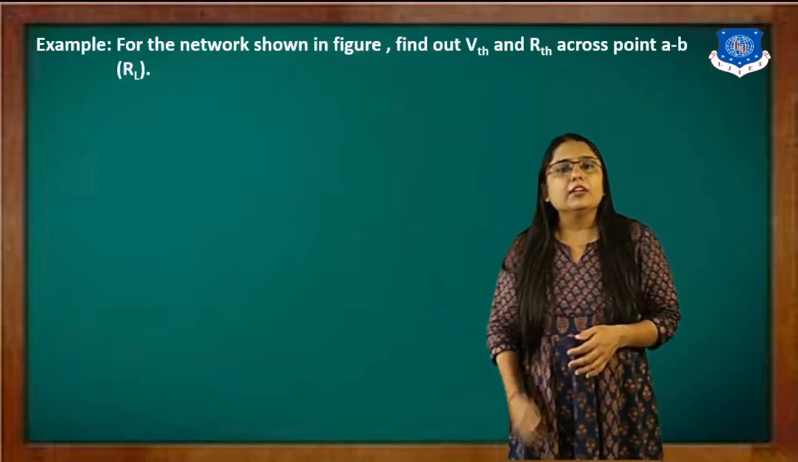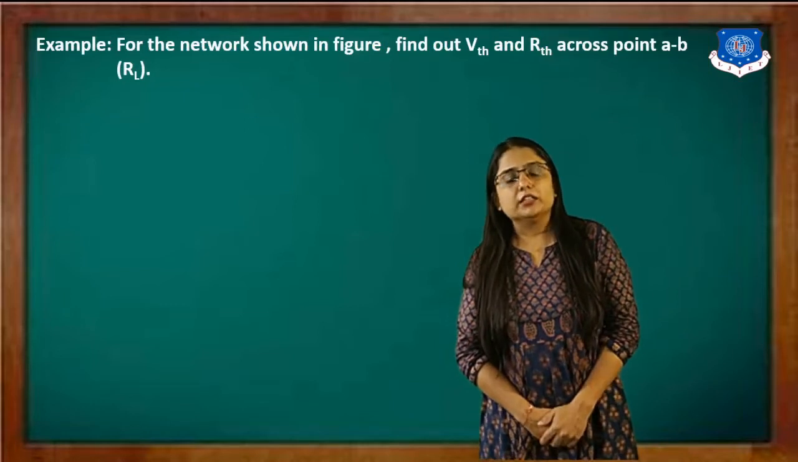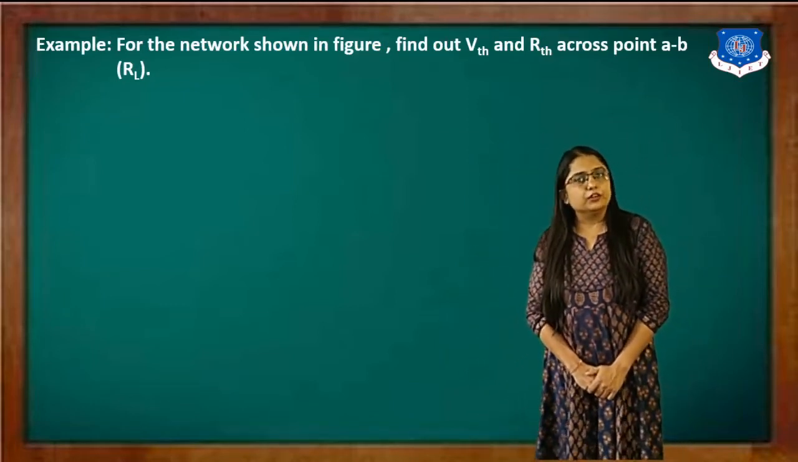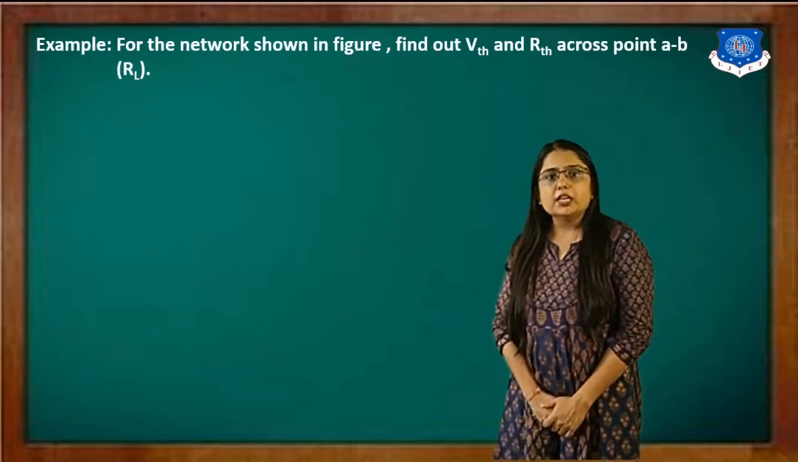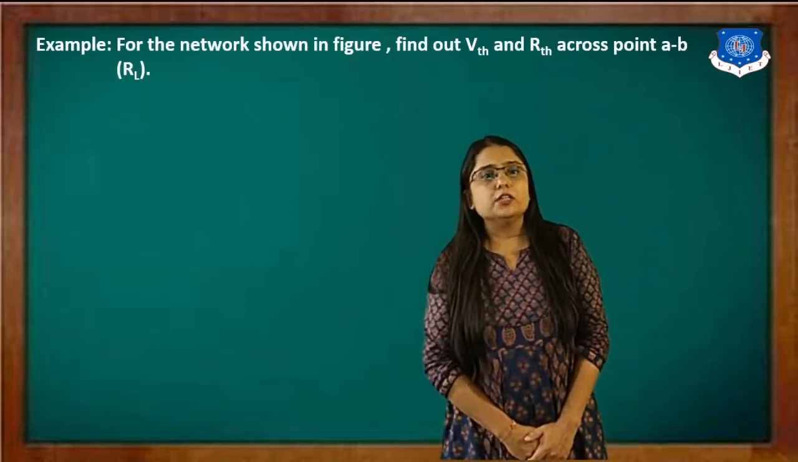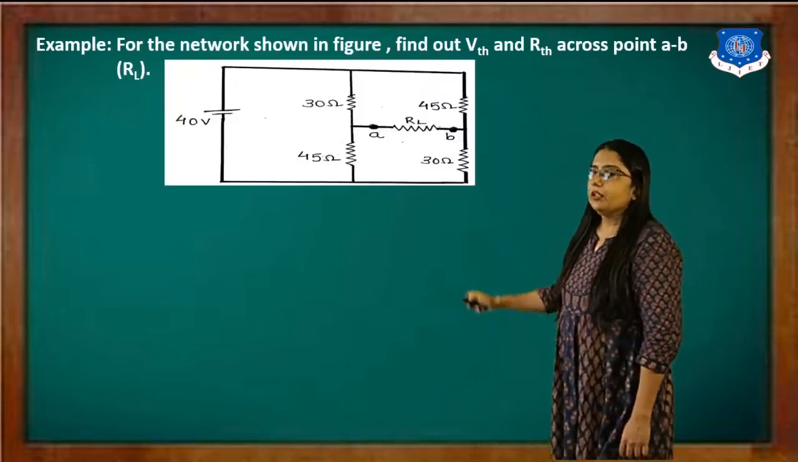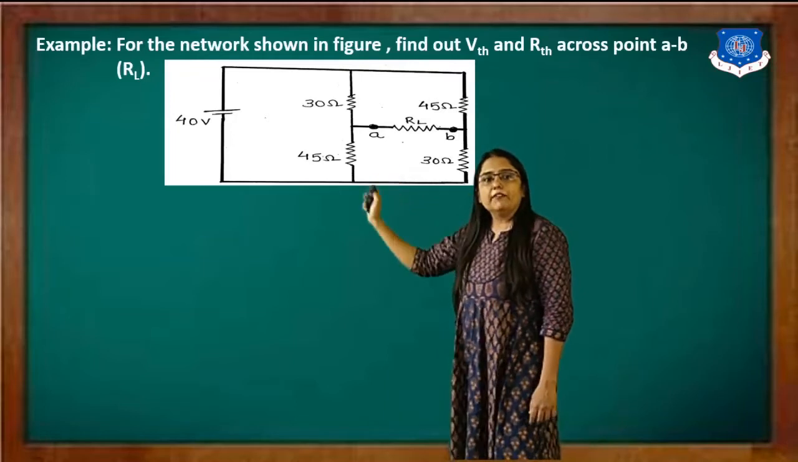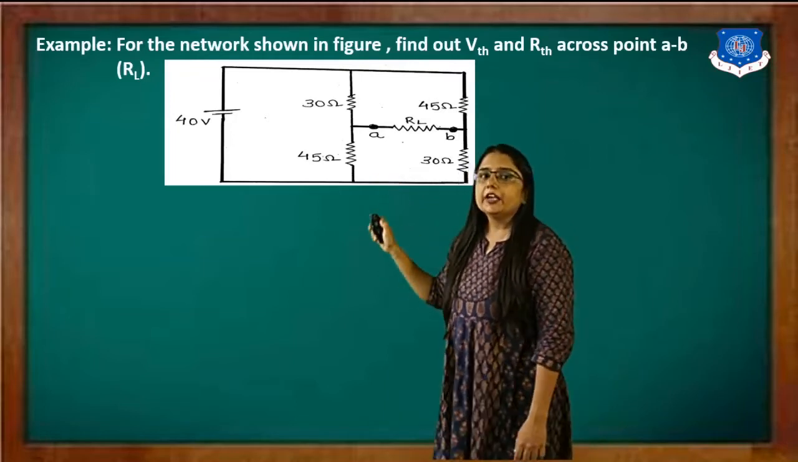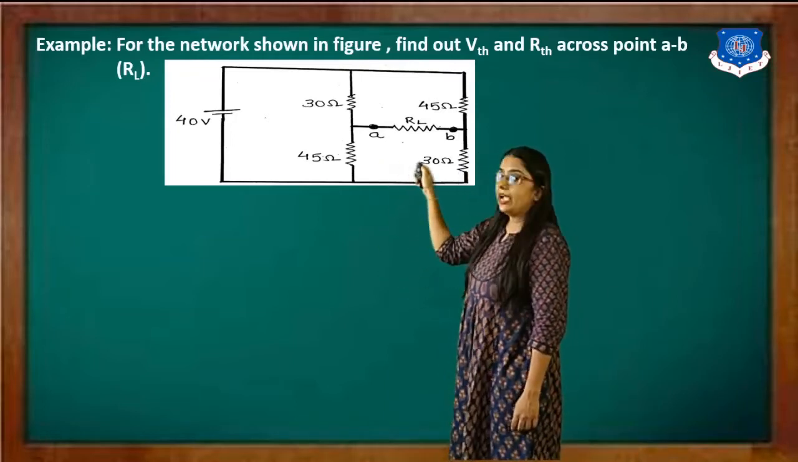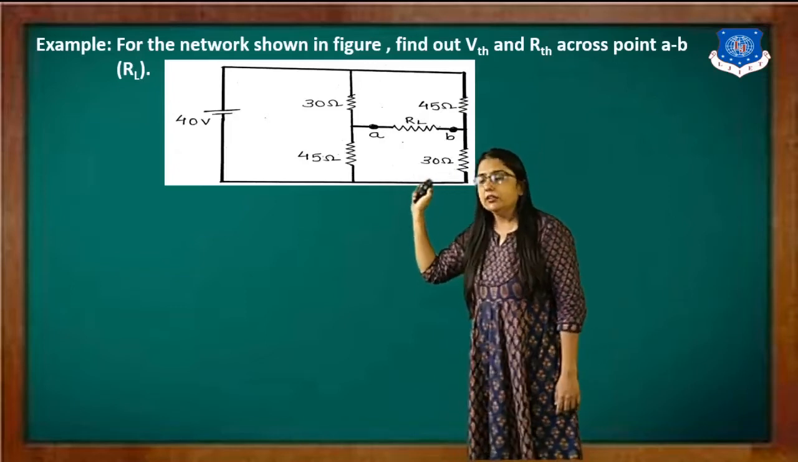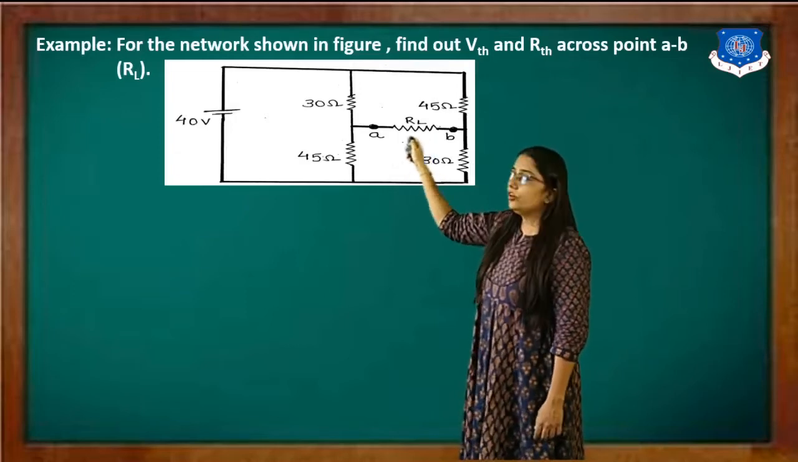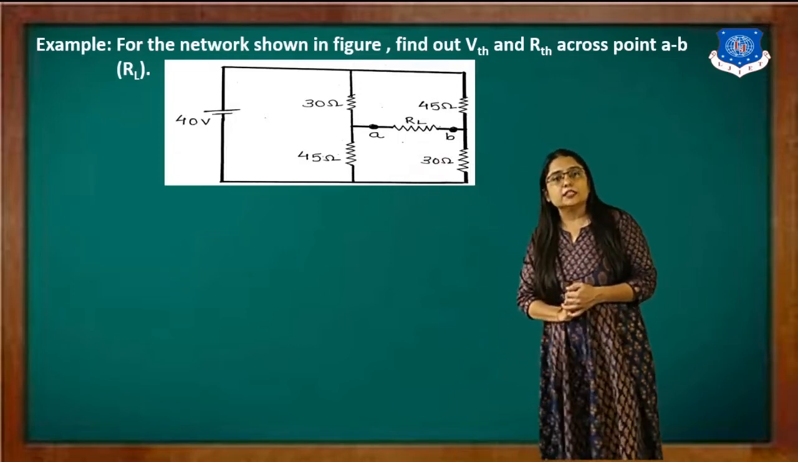Now let's discuss an example based on Thevenin theorem. The statement is: for the network given in the figure, find out the VTH and RTH across the points A and B, as in this diagram. Here we want to find the Thevenin equivalent circuit across the points A and B. The load resistance is given to us, and now we want to find the Thevenin equivalent circuit.